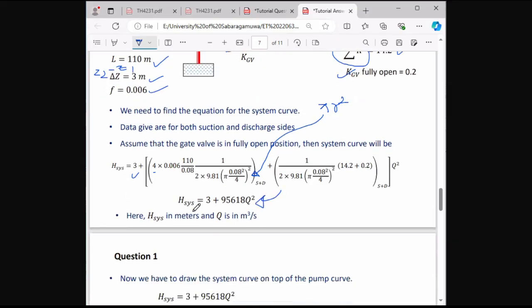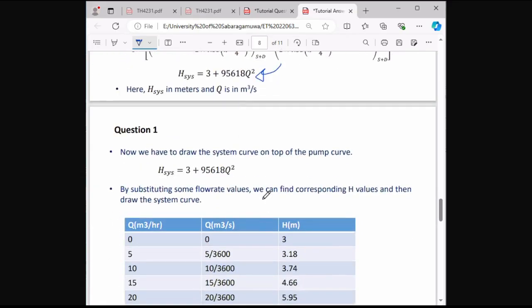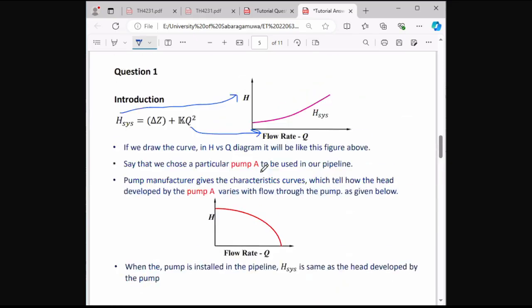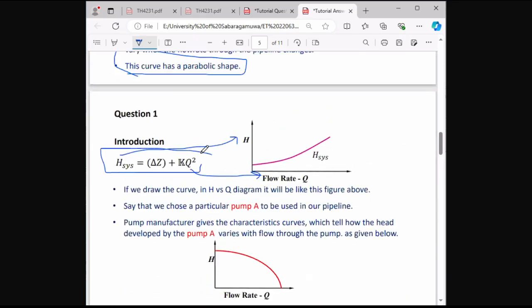The total system head equals 3 plus 95618 Q squared. Now we have the system curve on top of the pump curve. According to this equation, delta Z plus KQ squared, it will take a parabolic shape. Got that point?